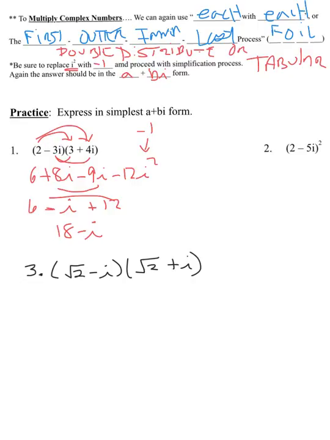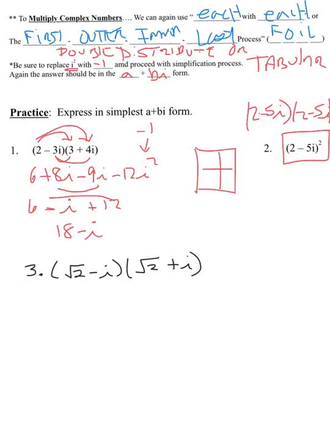Now you're also welcome to use tabular, like I said, or FOIL, or whatever method you want. Keep in mind this one here. Doesn't that really mean I've got a 2 minus 5i, when I'm squaring it, times a second 2 minus 5i? That's up to you what method. If you're going to do the tabular, 2 minus 5i, 2 minus 5i, you're going to get the same process.